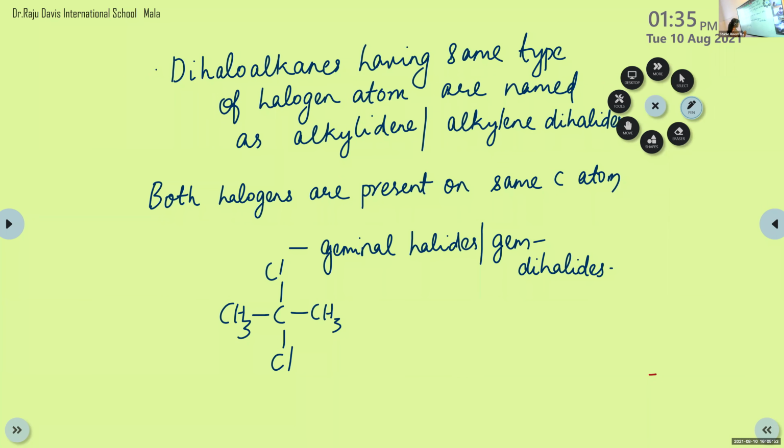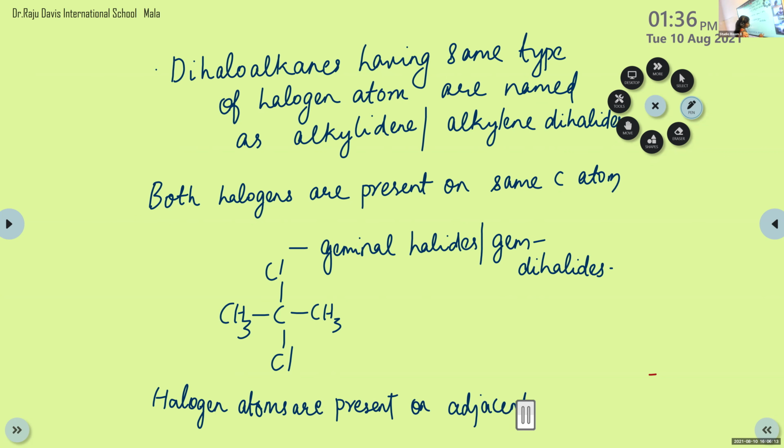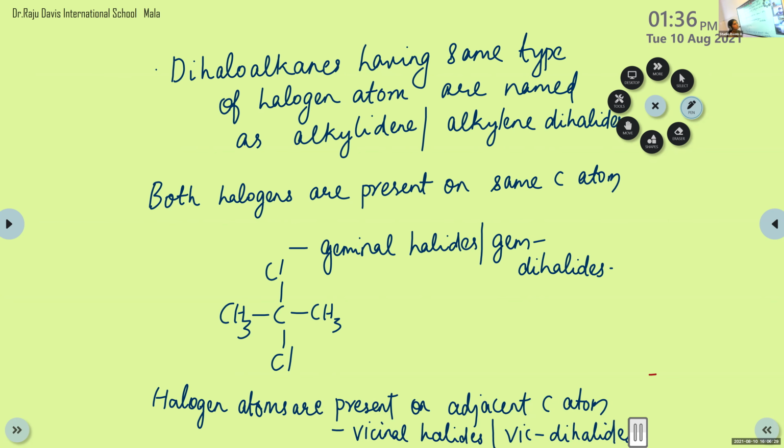Okay. Then halogen atoms are present on different carbon, that means adjacent carbon atom. It is known as vicinal halides or vic dihalides. Okay, vicinal halides or vic dihalides.